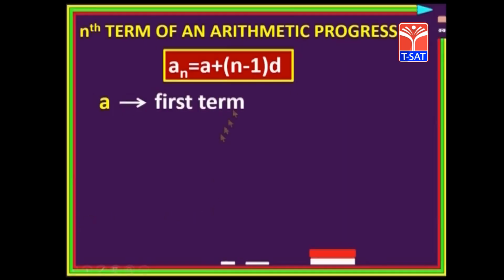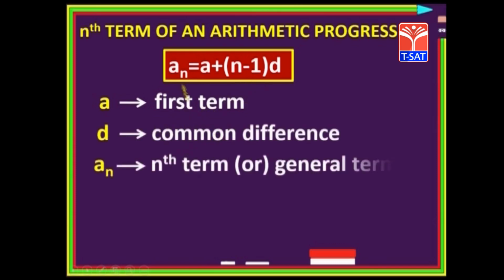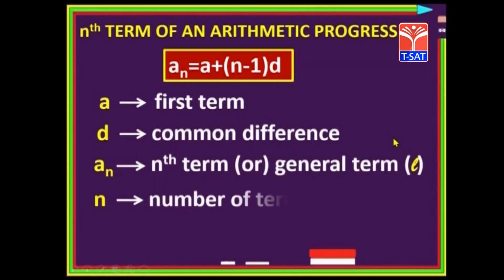Okay, so this is the nth term, right. An is equal to A plus (n minus 1) into D. In this, what is A? A is the first term. Next, what is D? D is the common difference. And what is An? It is also called the nth term or general term. It is sometimes denoted by L and, on rare occasions, by B also. And next, n. What is n? The number of terms in the given progression.